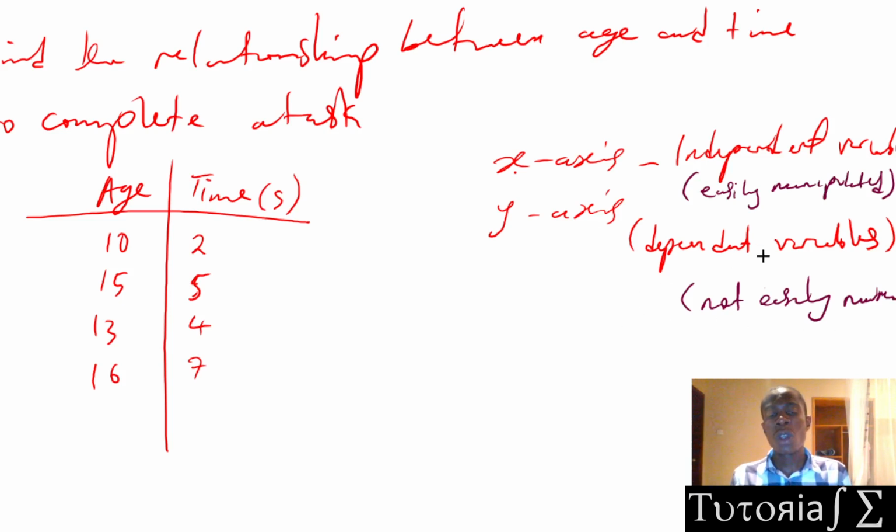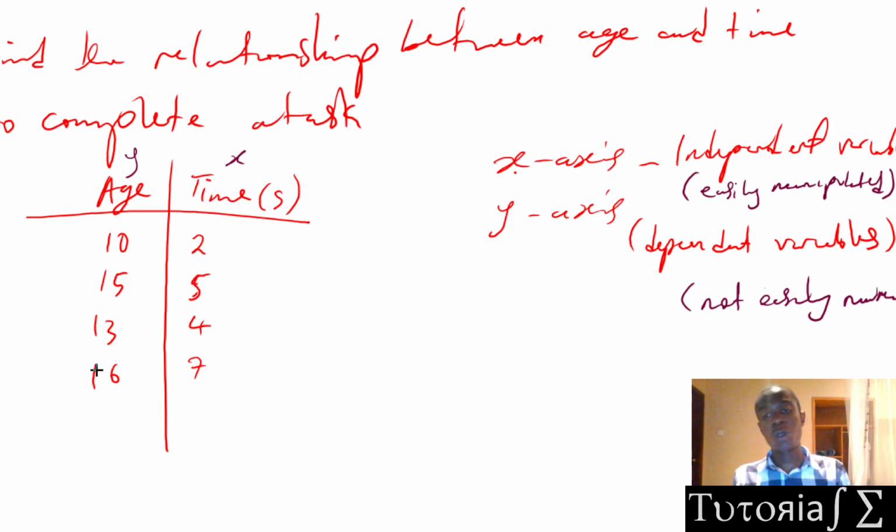Okay. So now, between age and time, which one is easier for us to manipulate? Of course, age, we cannot change the age of someone. If someone is 10 years, they are 10 years. Time, we can change, because if we increase the distance they take to run from point A to point B, then they will take longer. So we can manipulate time. Since time can easily be manipulated, this will be on the x-axis. Age cannot be easily manipulated, so this will be on the y-axis.